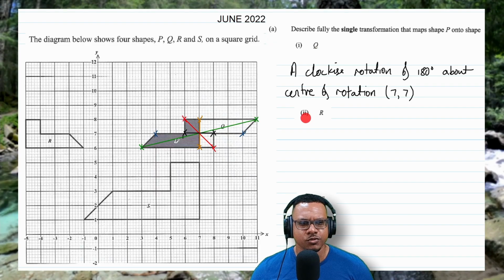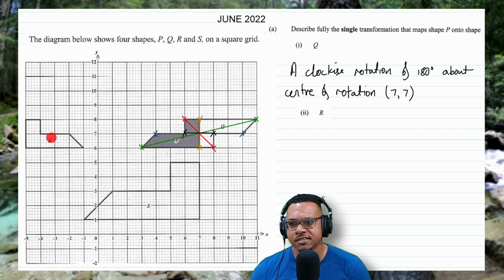Now let's look at part 2, where we want to find a single transformation that maps P onto R. All right, so this is P here and this is R. And as I mentioned before, this image here is laterally inverted from P. Therefore this would be a reflection. So you see, same size, but the image is inverted.